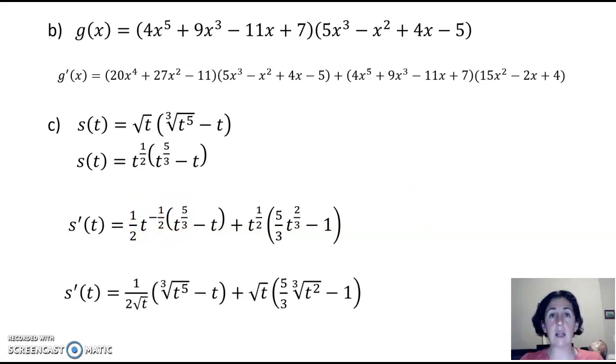And if you do that, great. If you don't, that's okay. We've discussed before how sometimes it's necessary to get rid of negative exponents and put it back in radical form. So you need to know that these two answers are the same.